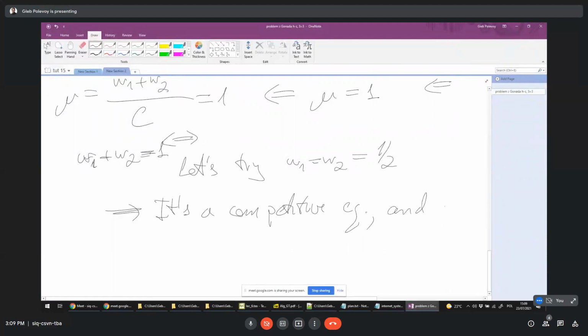And we know it's not Nash, because we already found that the only Nash is when they both are a quarter. And we know that it's not the only Nash equilibrium. So we are done.